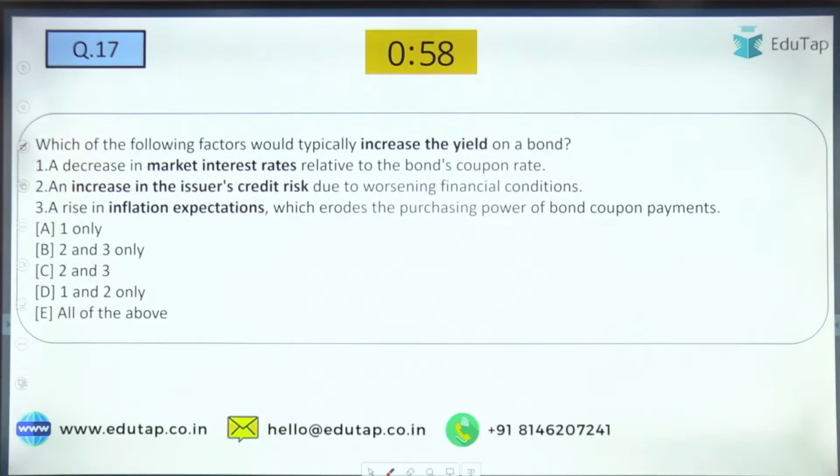Which of the following factors would typically increase the yield on a bond? Which of the following factors would typically increase the yield on a bond? The first is regarding market interest rate, then the increase in the issuer's credit risk, then a rise in inflation expectations. So tell me, for question number 17.